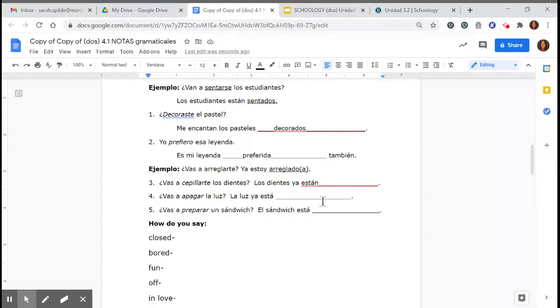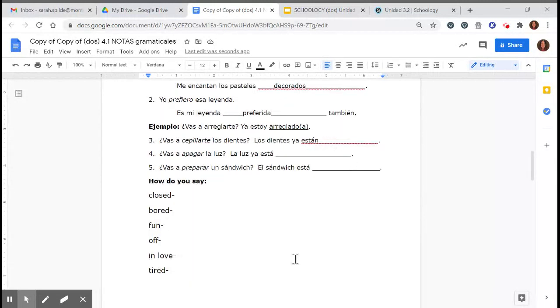So looking at these practice ones, go ahead and work on these, and then you can compare your answers to the Google presentation on Schoology. But just always think of these, they're functioning like adjectives, so they always need to match and agree with what you're describing, and they come from that verb.